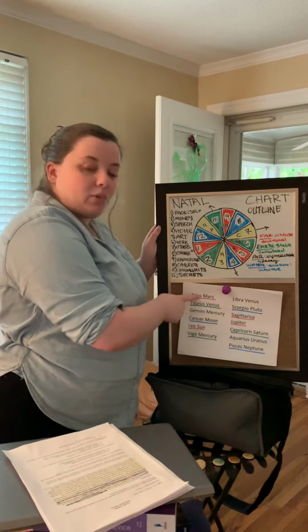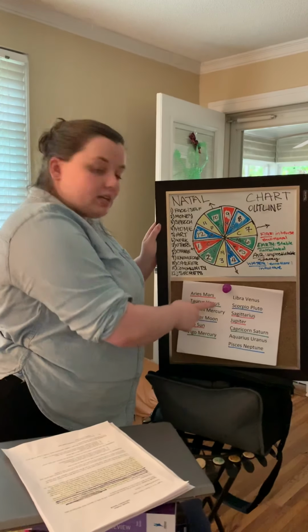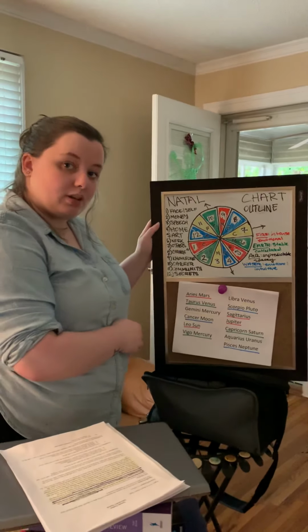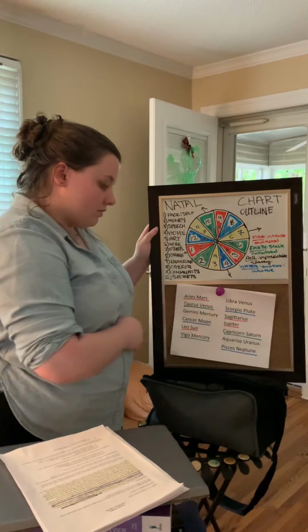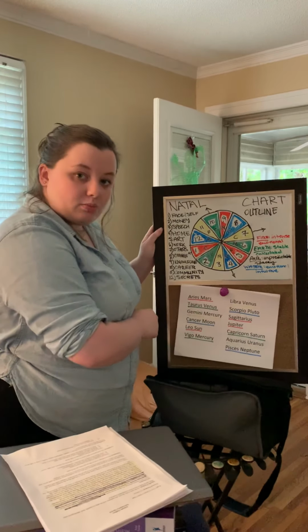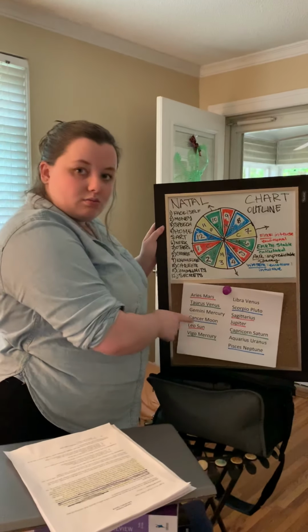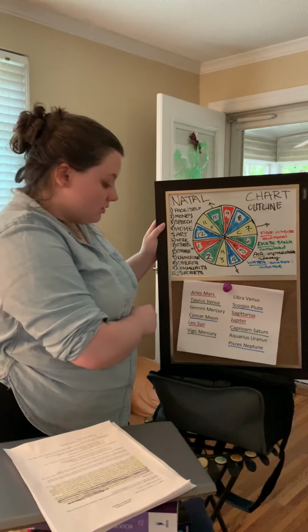Aries is symbolized by Mars. Mars is the planet of action. Taurus is symbolized by Venus. Venus is the planet of love and beauty. Libra is also ruled by Venus. Gemini is ruled by Mercury, the planet of communication, just like Virgo is ruled by Mercury. We also have Cancer, which is ruled by the moon. It's going to be your emotions.